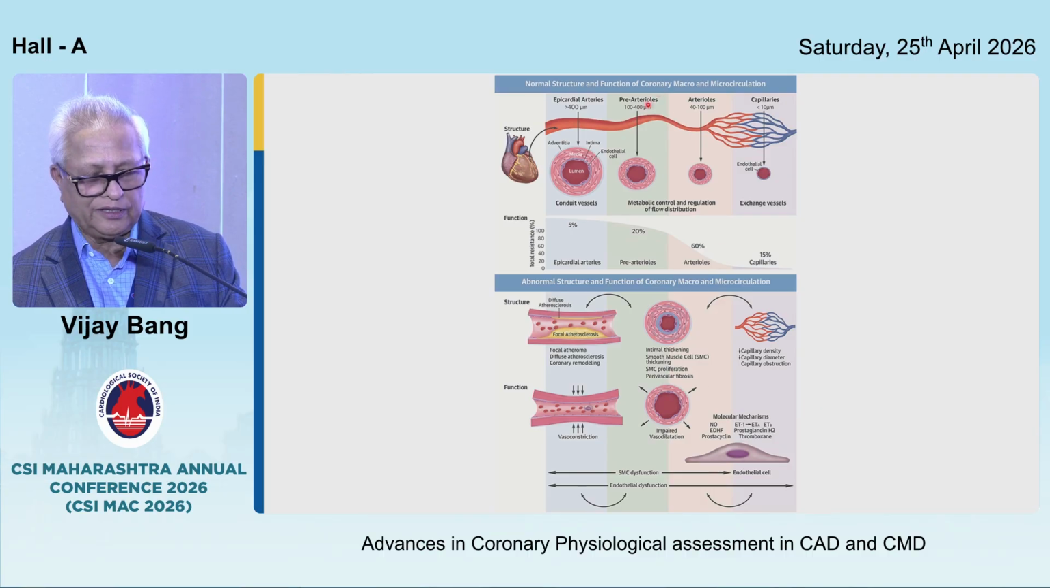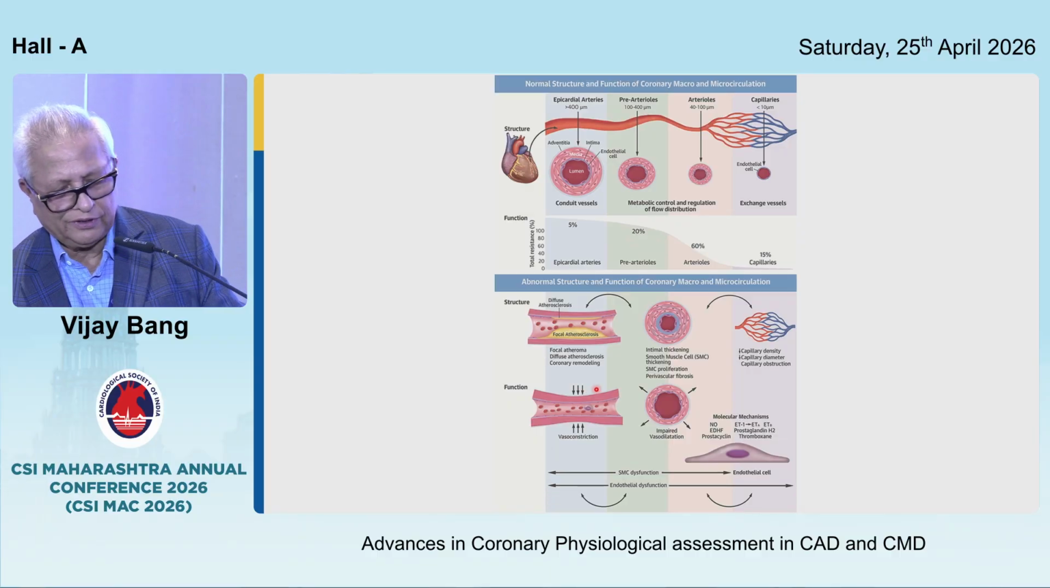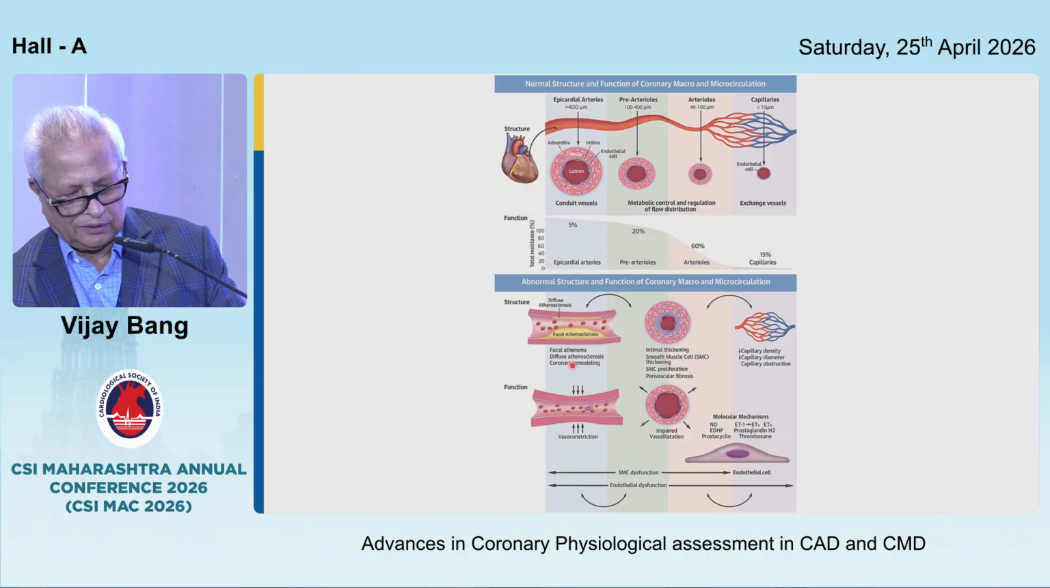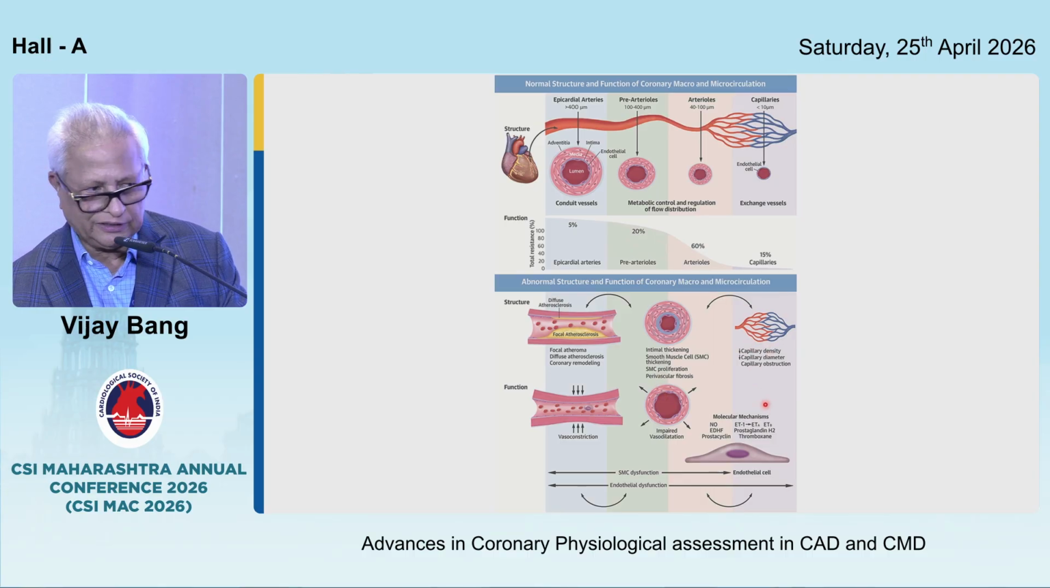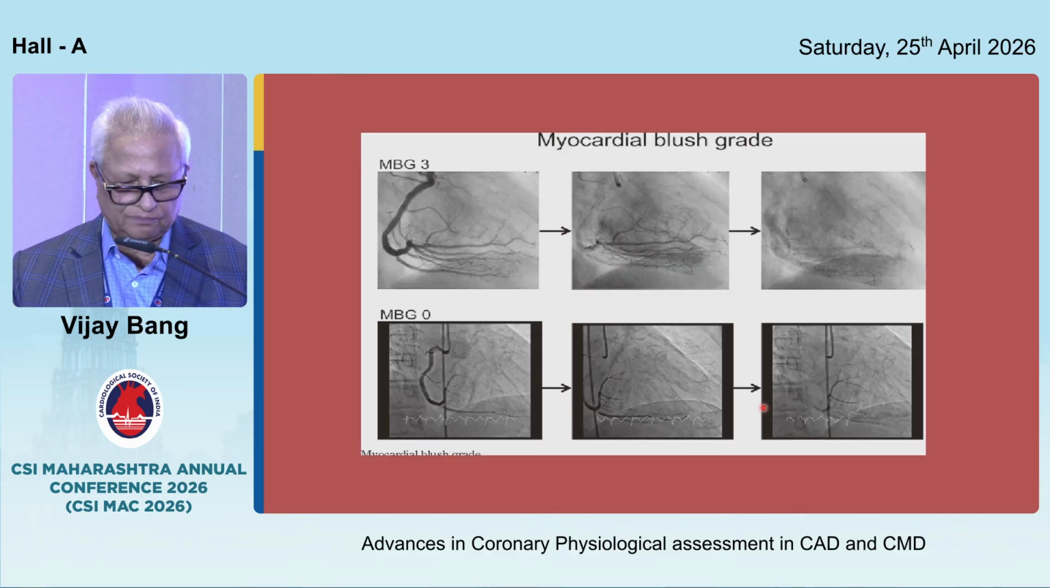So the size of the coronary artery, from 400 down to 20 microns and up to 10 microns, is all microcirculation. And what we have is smooth muscle proliferation in the vessel, thickening of the intima, spasm, and even reduced capillary density, all this together leads to microcirculation dysfunction.